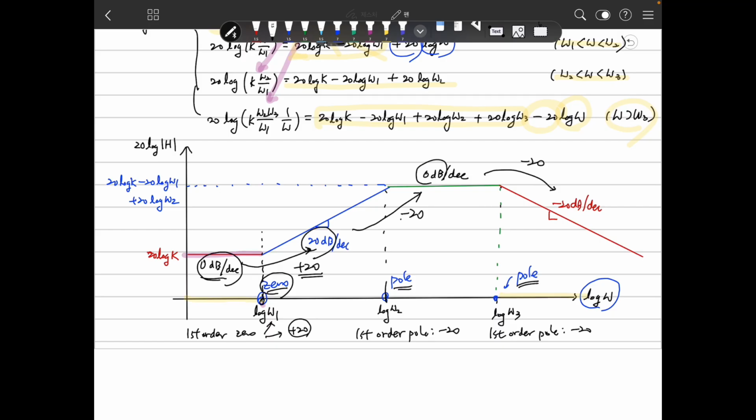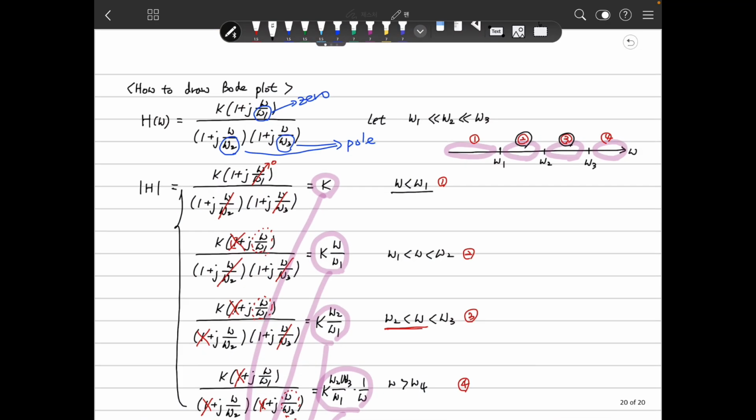We made the pole again. This is the first other pole. So 0 dB changes to minus 20 dB per decade. This is the role of the zero and pole. Therefore, if you make a network function in this manner, then you can define very simply what is a pole and what are the zeros. Then you can draw the Bode plot, very simple.